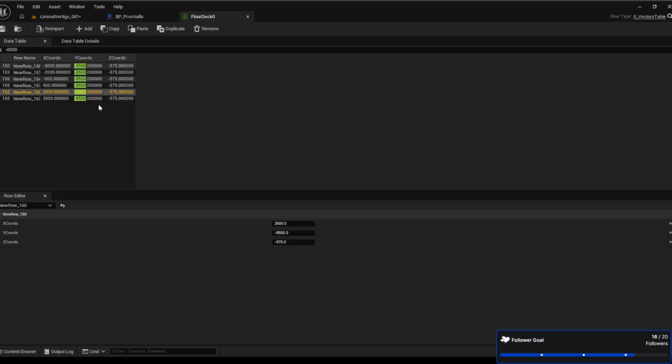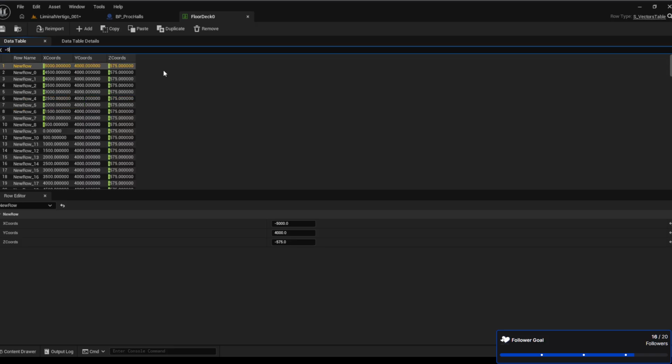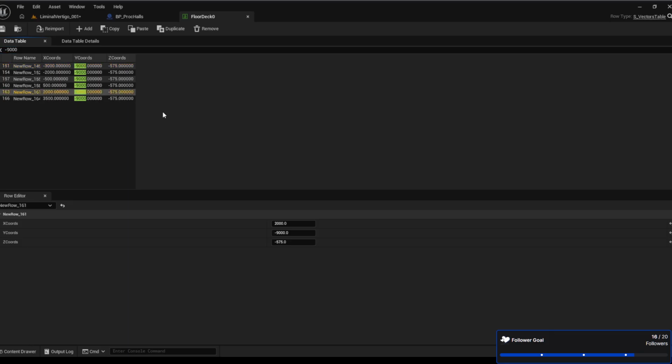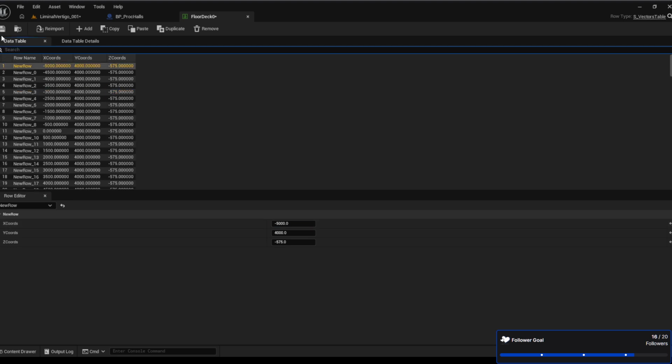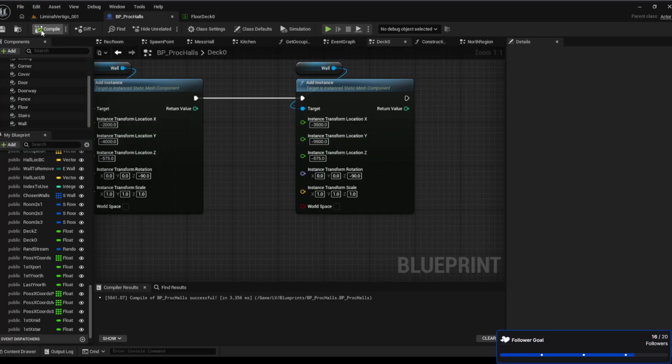So that was the 20 turns into 2500. So we move up. 20 becomes 2500. And then 20 becomes 2500. I save that. And we need to compile the changes into the blueprint. Save it, and we shall see.